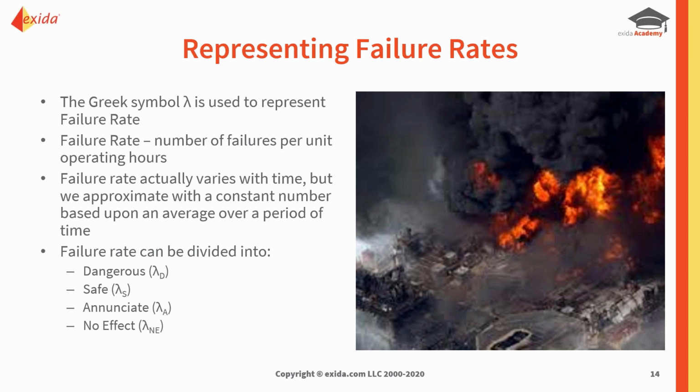But we know that things will eventually fail. They wear out, because what happens is over time, the normal stresses and strains placed on the equipment during normal operation will eventually overcome the strength of the equipment. That's wear out, basically what happens. And from a failure rate point of view, we can divide these into dangerous failures, safe failures, enunciated failures, and no effect failures. Now, when it comes to trying to figure out the probability of failure on demand or failing dangerous, this is where we focus on the dangerous failure rates.